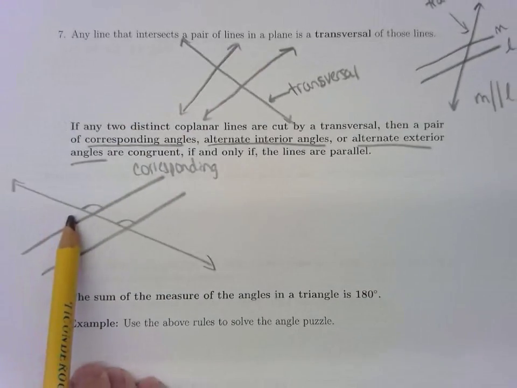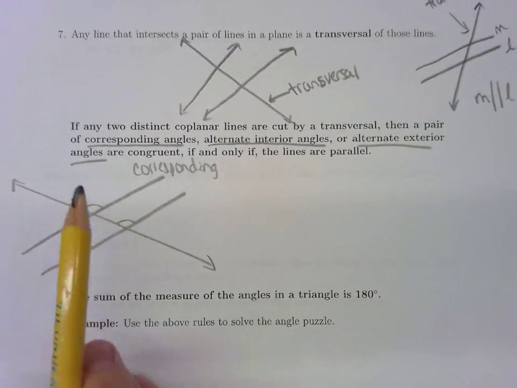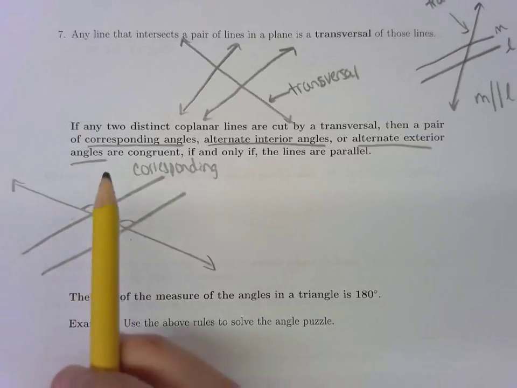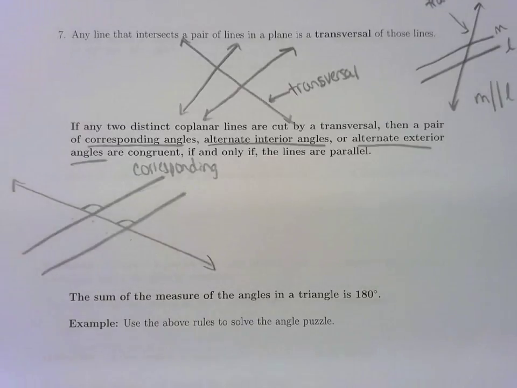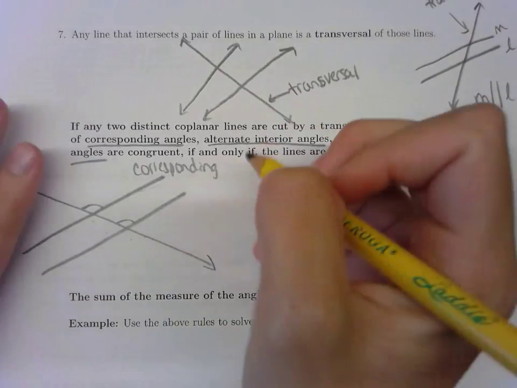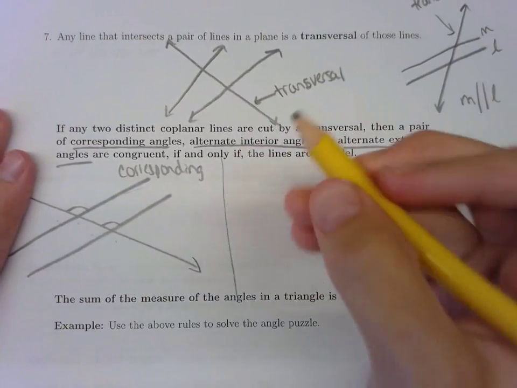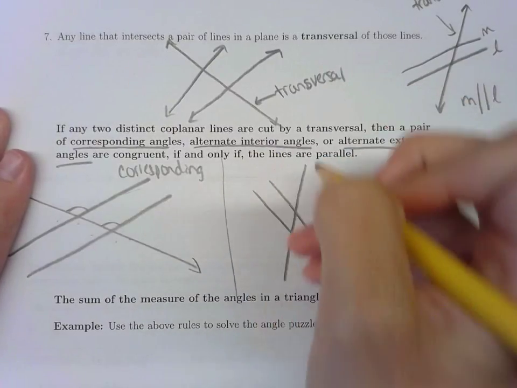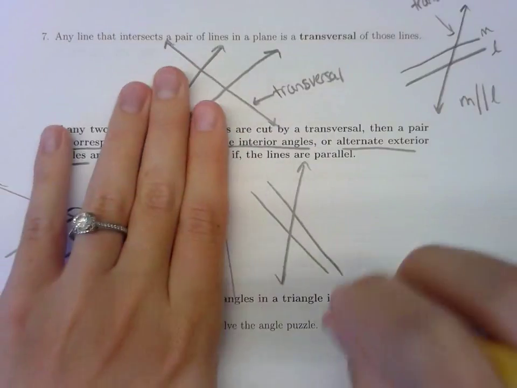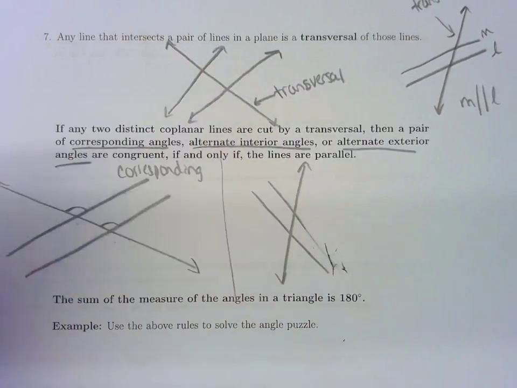You could do this angle and this angle, and you could do this angle and this angle. So one needs to be outside of the parallel lines, and one is inside and on the same side. Next I'm going to do alternate interior. Again, I'm going to draw two parallel lines and a transversal, and I need to make these look parallel.